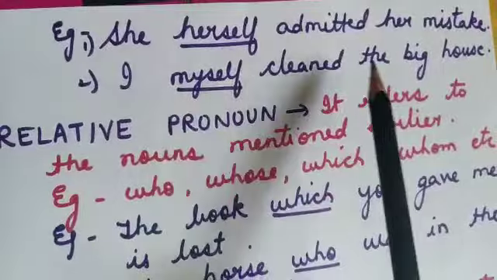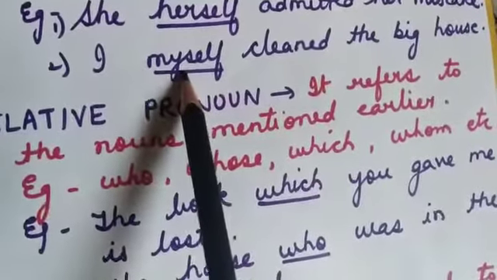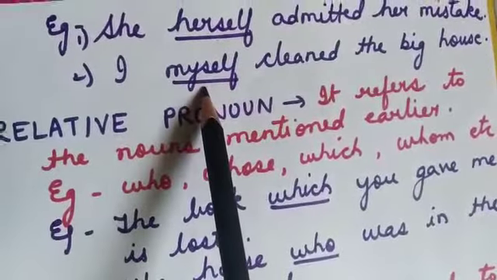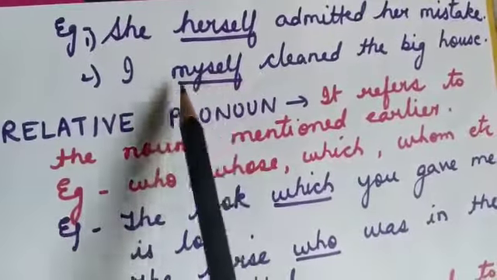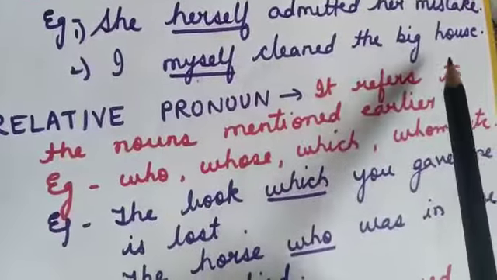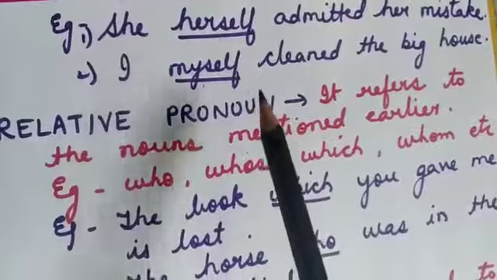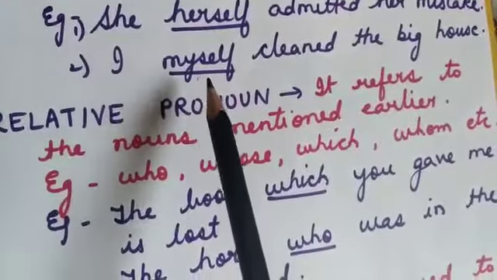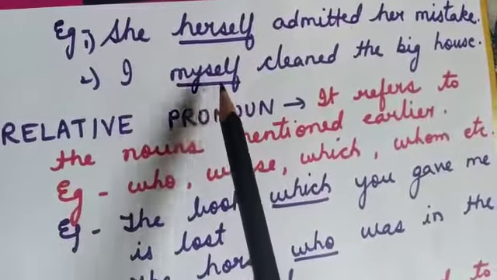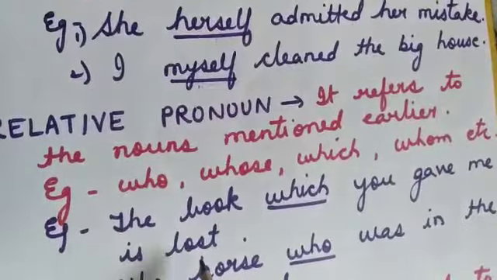I myself cleaned the big house. Again, myself is emphatic pronoun because again it means that nobody else cleaned the big house, but I have cleaned it myself. I am emphasizing on it. So here myself is emphatic pronoun.